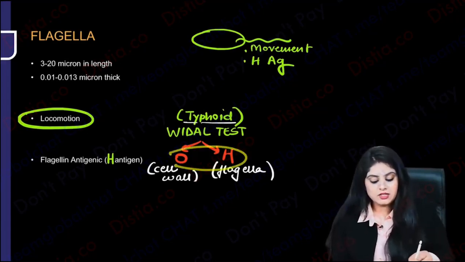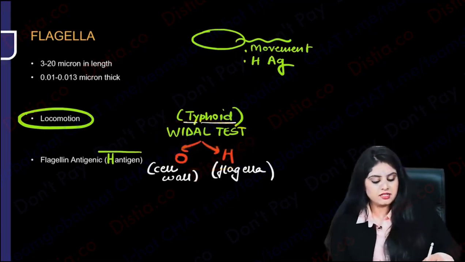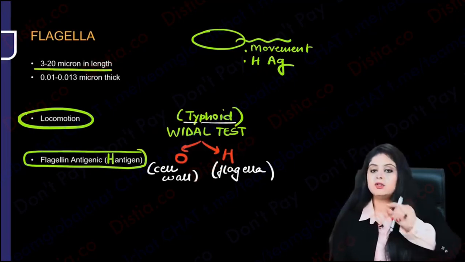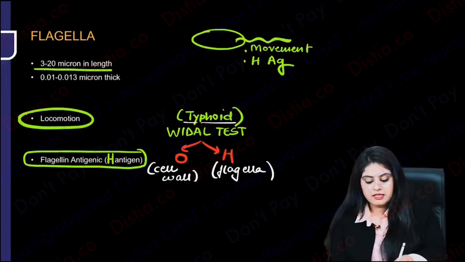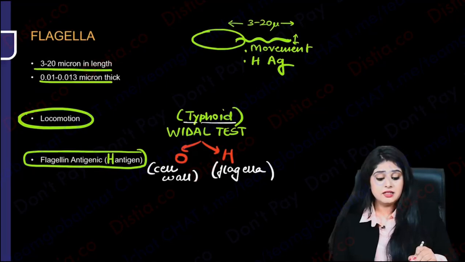So these are the two antigens that I test in Vidal. I know the meaning of both the antigens. Perfect. So this is an antigen. If you want to learn the dimensions, it is 3 to 20 microns long in terms of length. And in terms of the width, of course, it is very tiny, 0.01 to 0.013 microns.